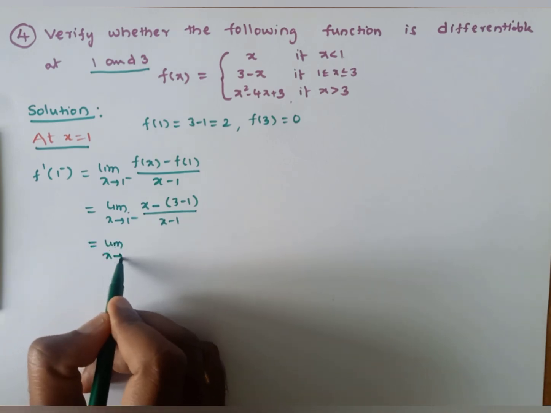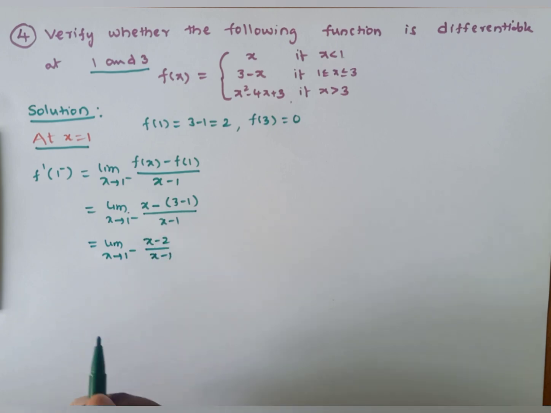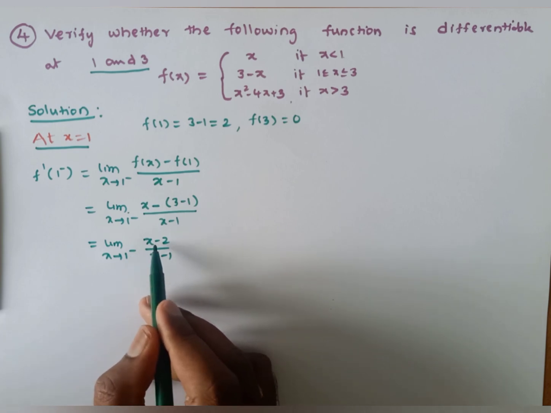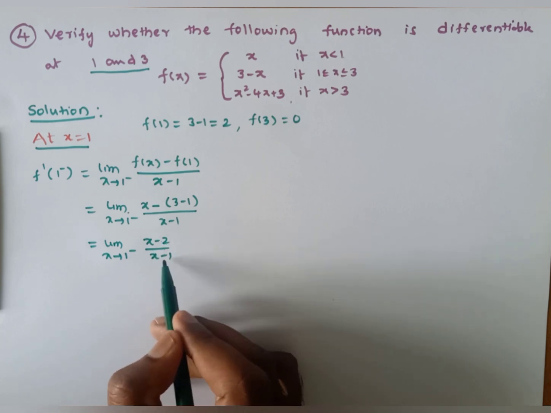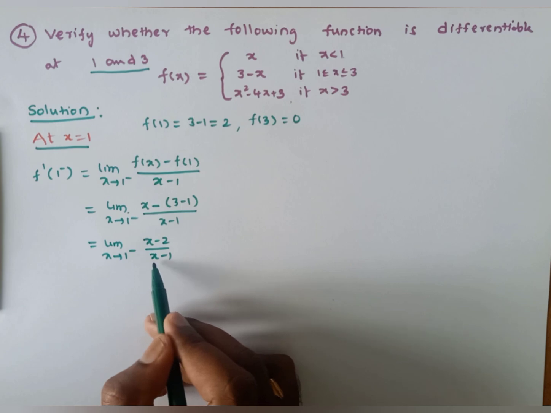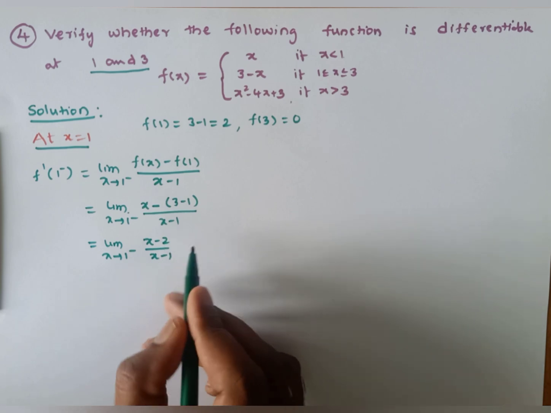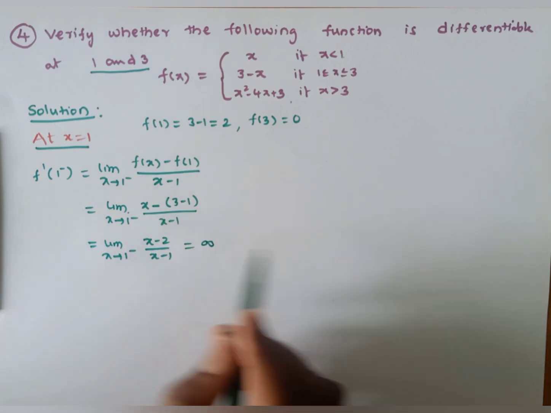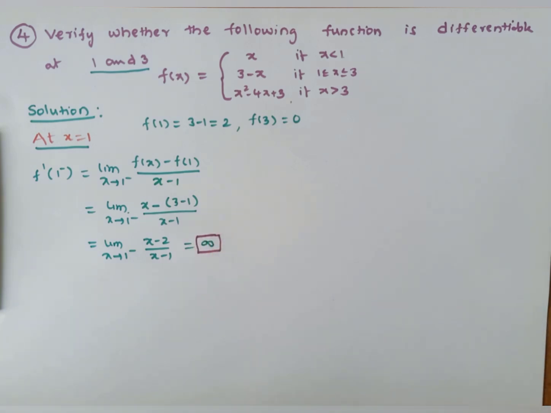So limit x tends to 1 minus, so this is x minus 2 divided by x minus 1. As x goes to 1 from the left hand side, 1 minus 2, some quantity, a negative value is there, but in the denominator as x goes to 1 from the left hand side, this is 0, no chance in here. So something by 0 is undefined, that is infinity. So left hand derivative at 1 is infinity. Left hand derivative at 1 is infinity.